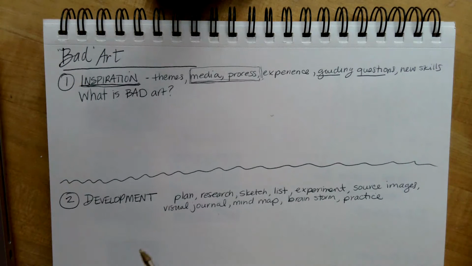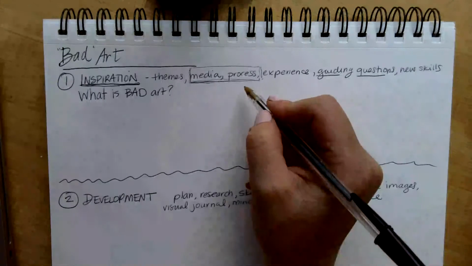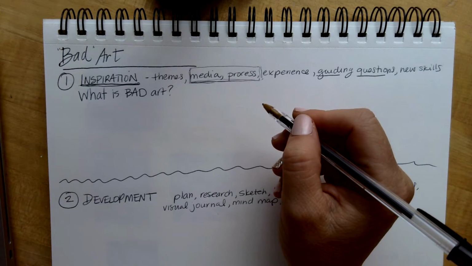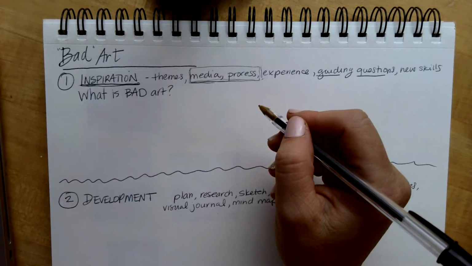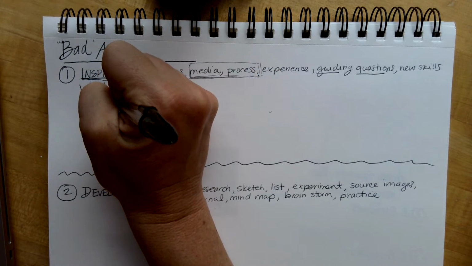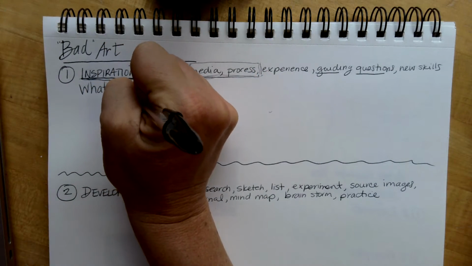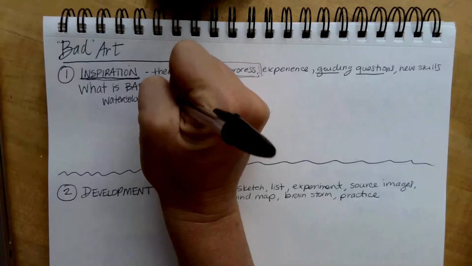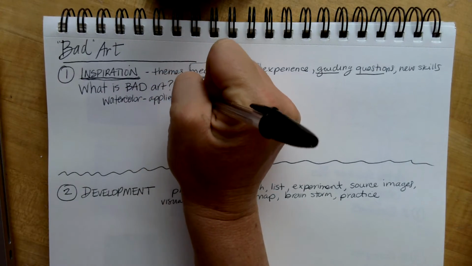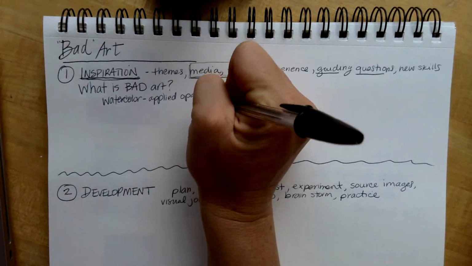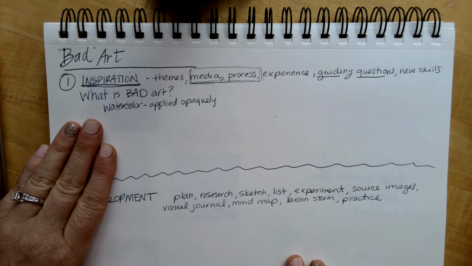So if I say what is bad art and I'm looking at the media or process, one of my cringe-worthy things is watercolor paint applied opaquely. So this is very personal. This might not be on somebody else's list for bad art.